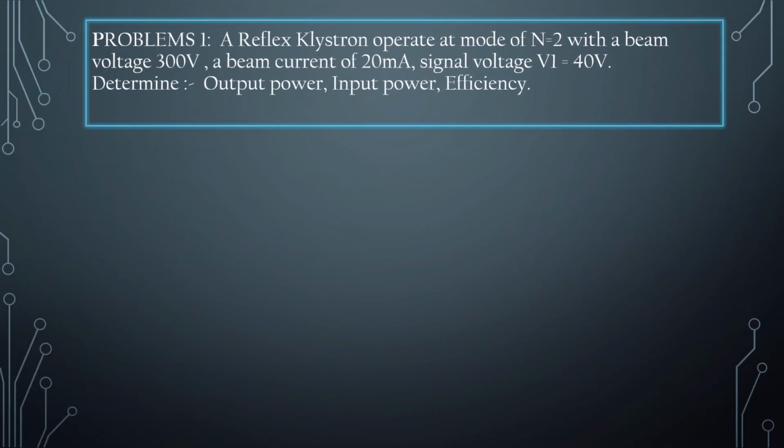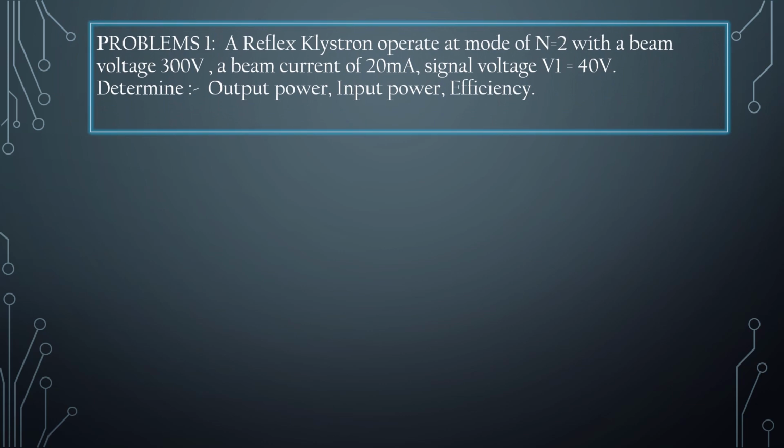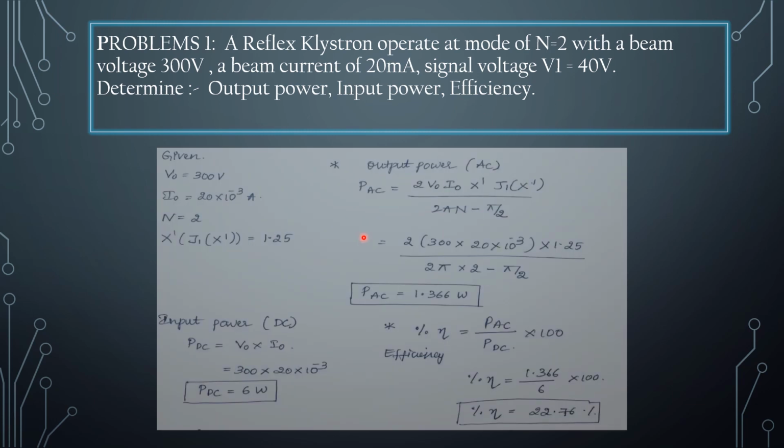Now let's solve one problem related to reflex klystron. So the problem is stated as: a reflex klystron operates at a mode of N equal to 2 with a beam voltage of 300 volts and a beam current of 20 microampere, and a signal voltage of V1 which is given with the value 40 volts. Now we should determine the output power, the input power and the efficiency. So let's see how to solve this.